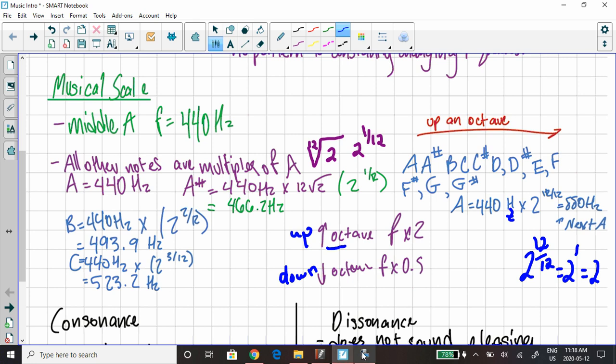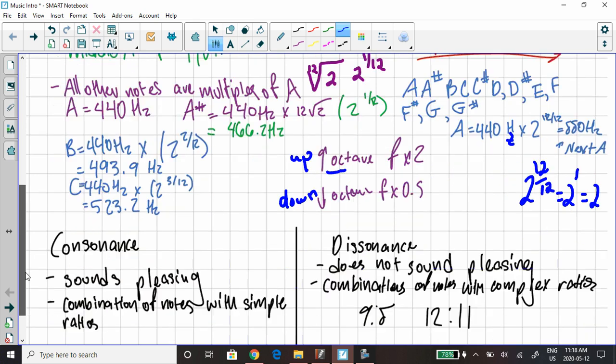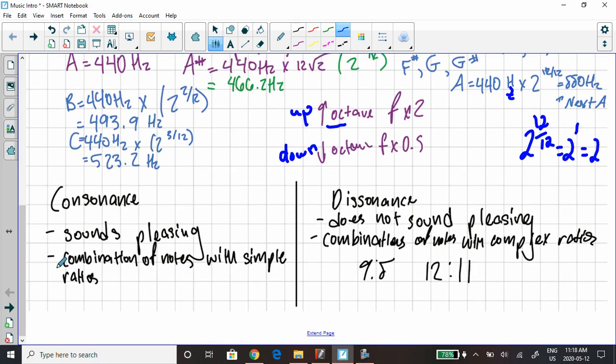So it's kind of scientific there, okay? Next, let's combine some notes together. This is what we found, that some notes play nicely together. They combine nicely, so there's consonance. Sounds pleasing. And it's a combination of notes with simple ratios like 1 to 1, 2 to 1, things like that. Very simple ratios, right?